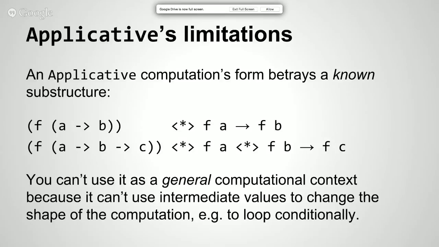But you can't use the intermediate values to change the shape of the computation. You can't loop conditionally. There is a concept called alternative that allows you to introduce looping into applicatives. I'll cover that later, not in this class. But you can't look at the values that are returned from that context and say, oh, I'm going to do something different. You're pre-committed to a shape of the computation.